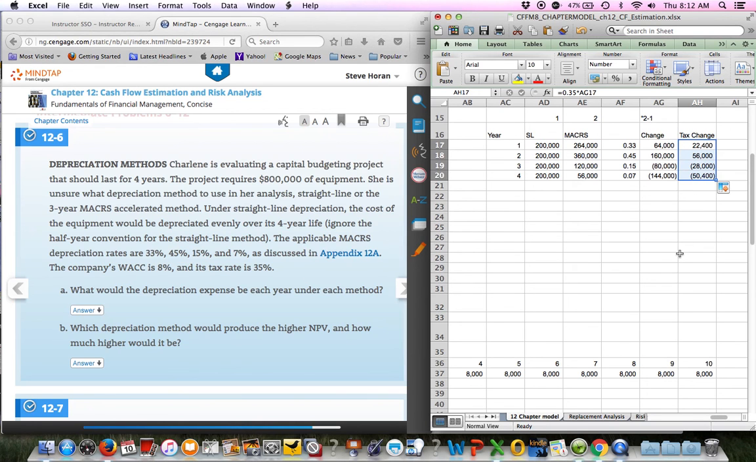And so the question is, which of these methods would produce a higher NPV, and how much higher would it be? Essentially what I'm doing is an NPV calculation, and the WACC is 8%. What I've essentially done is said, how will my depreciation methods change my net cash flows? What will that change be? And you always have to tax affect a change like that. So essentially my cash flows will be more positive in the first 2 years and then more negative.